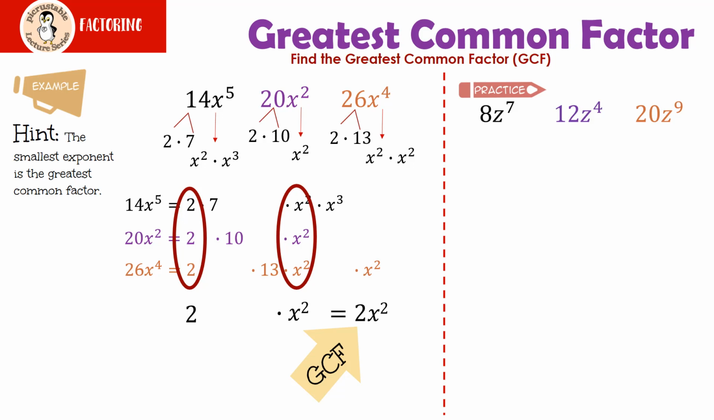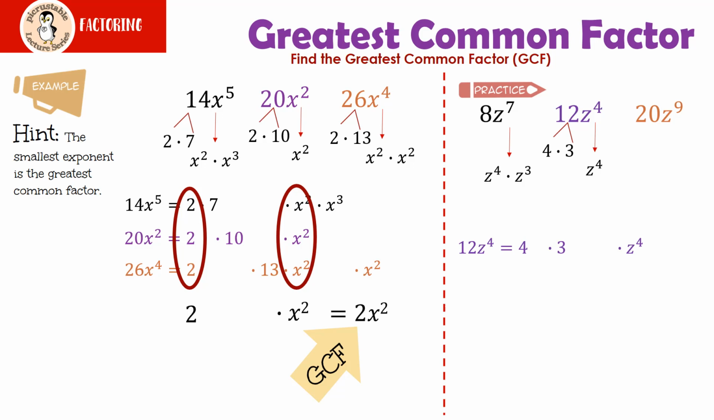All right, let's see how you did. First thing we're going to do is look for the smallest exponent, and that's z to the 4th. 12 is the same thing as 4 times 3. There we go. Now let's look at 8z to the 7th. Well, we know that z to the 4th is going to be the smallest exponent, so I needed to write z to the 4th times z to the 3rd. Remember, when we multiply, we add the exponents.